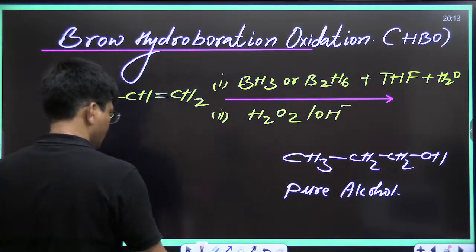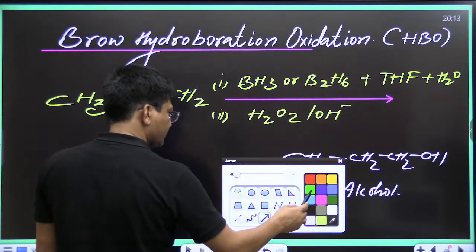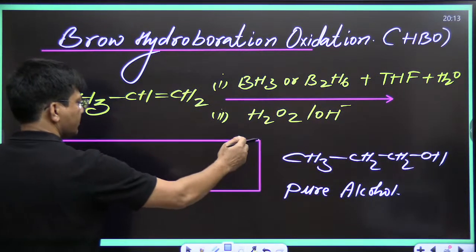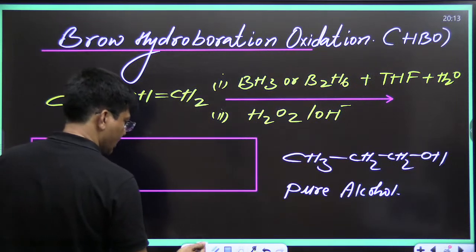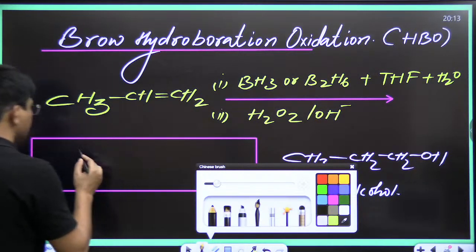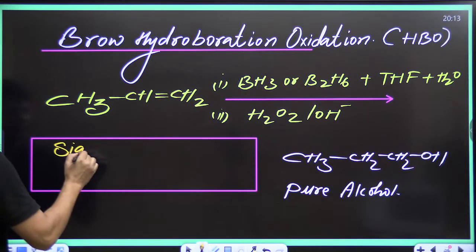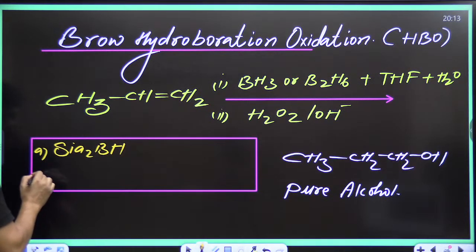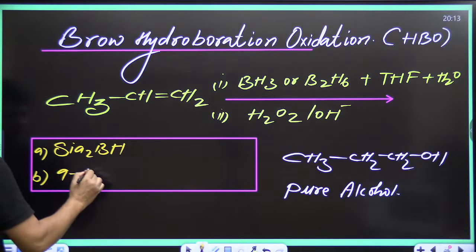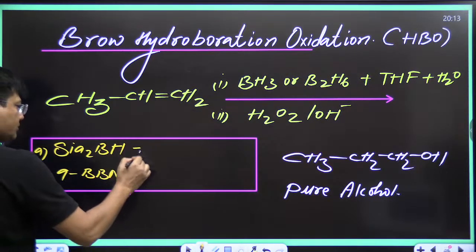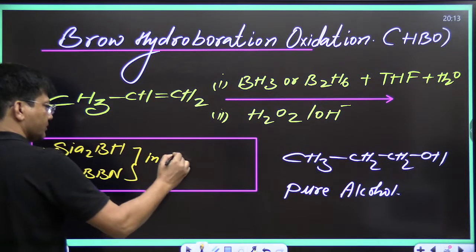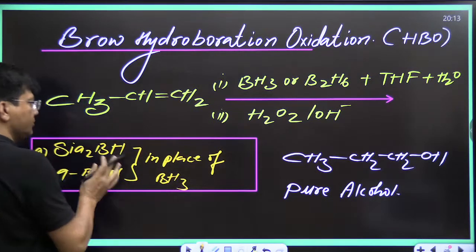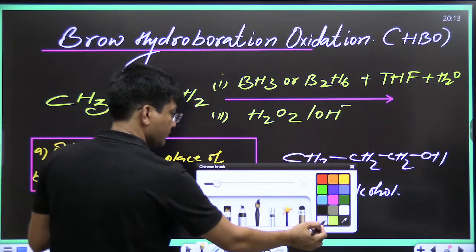Now, my dear students, in place of BH3, B2H6 can be used. Some more reagents can be used, but they are not in our syllabus, so don't get confused if somebody at some place it's given like Sia2BH can be used, or 9-BBN can also be used in place of BH3, but they are not in our syllabus, not required.